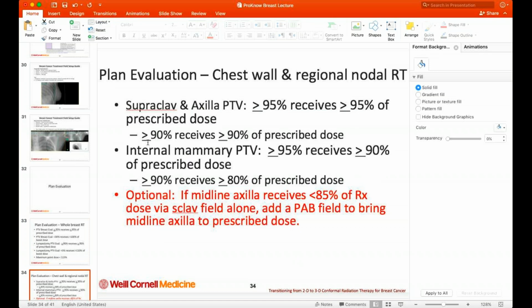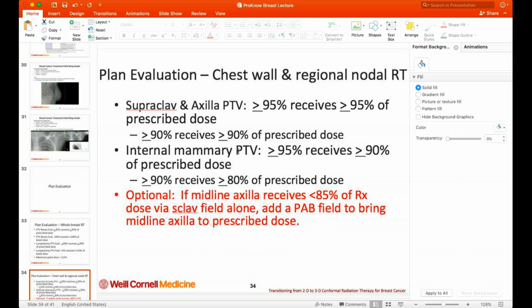When it comes to the lymph nodes, on the studies, they're more lenient when it comes to lymph node coverage. So for the supraclavicular and axillary volumes, you want to make sure that 95% gets 95% of the prescribed dose. But if you can't achieve that, then 90% of the supraclavicular or axillary lymph nodes getting 90% of the prescribed dose is acceptable.